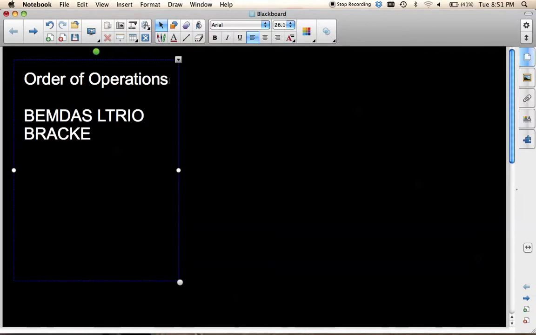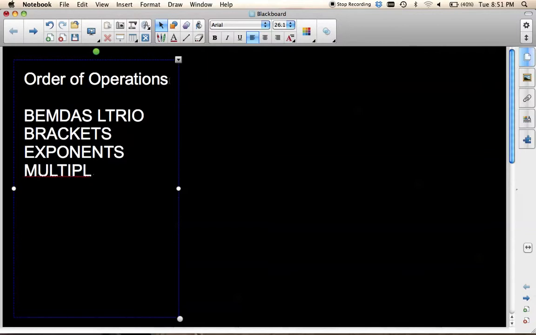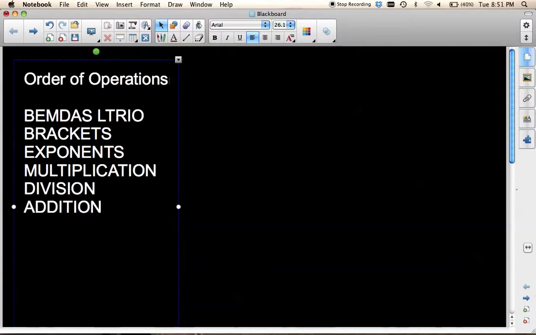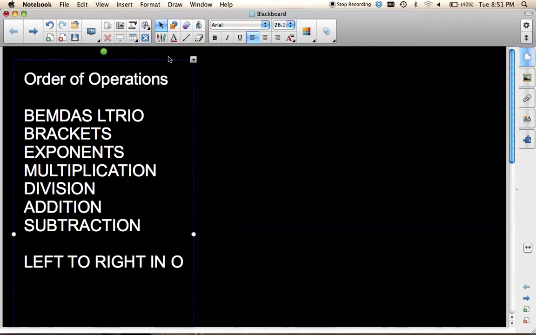So we have our brackets, we have our exponents, then we have our multiplication, our division, addition, and subtraction. Now some of you didn't hear about this before, but our L trio means that we should do each of these from left to right in order. So by following those steps, you should be able to solve your order of operations without really having any trouble.